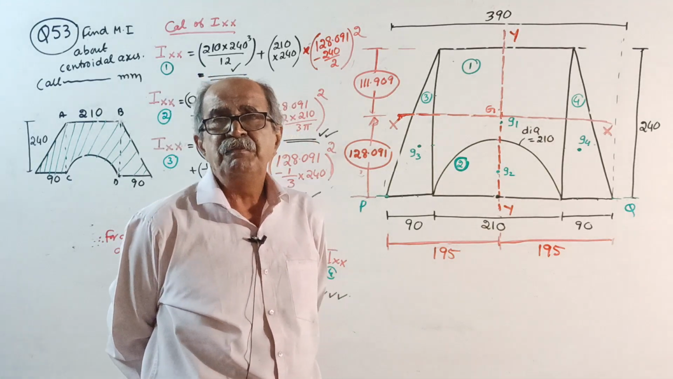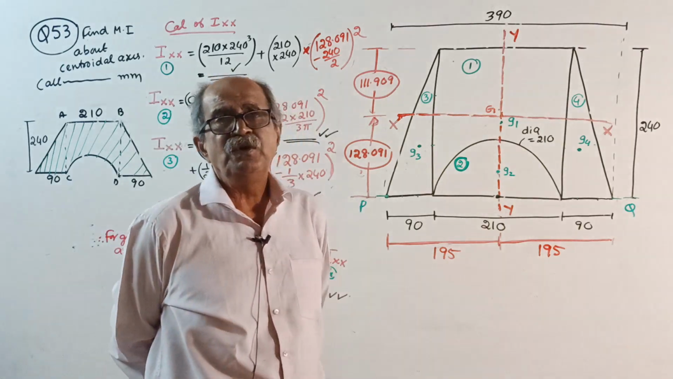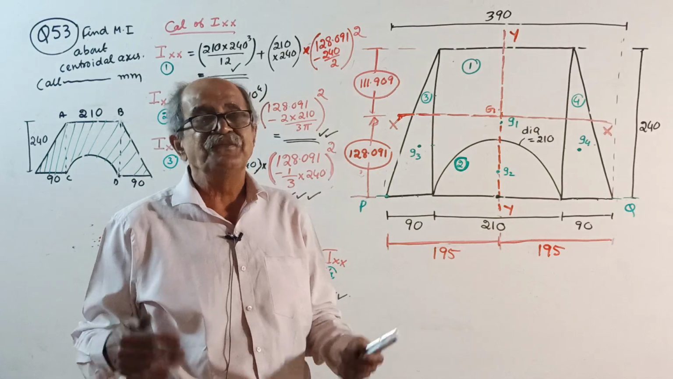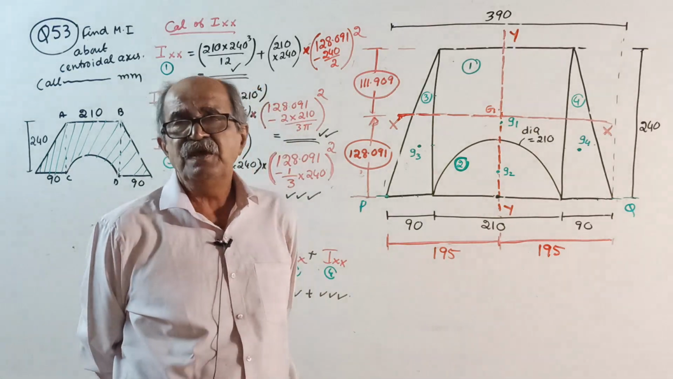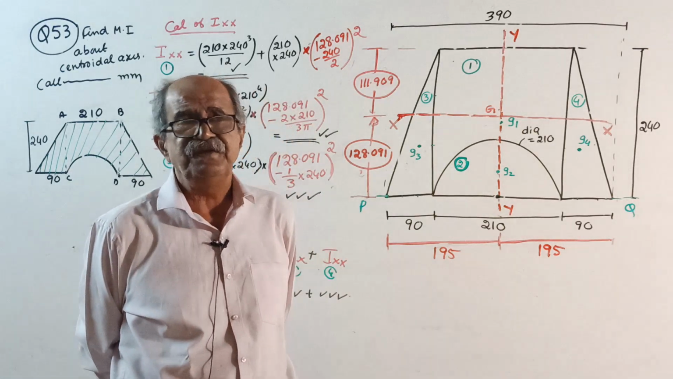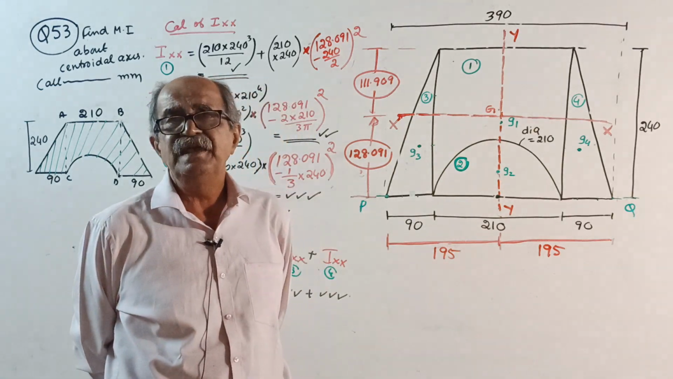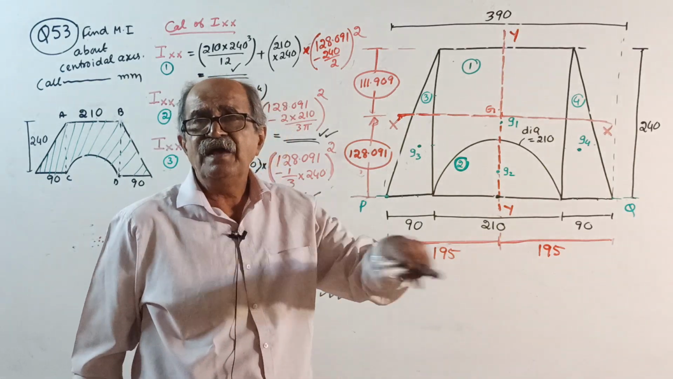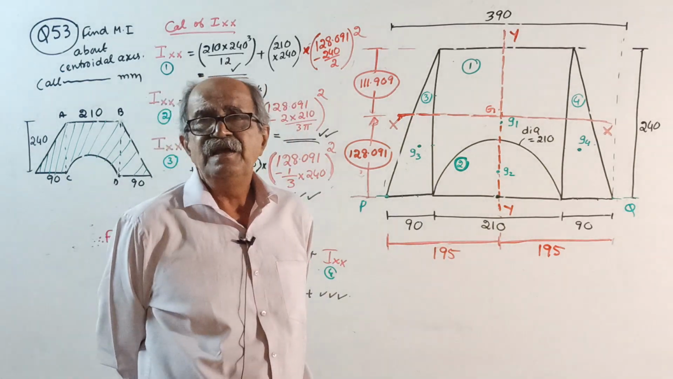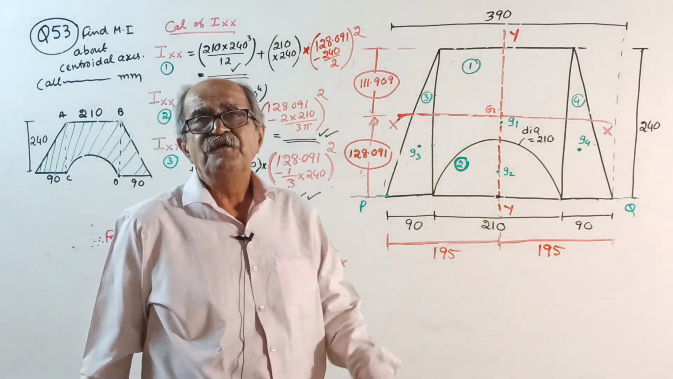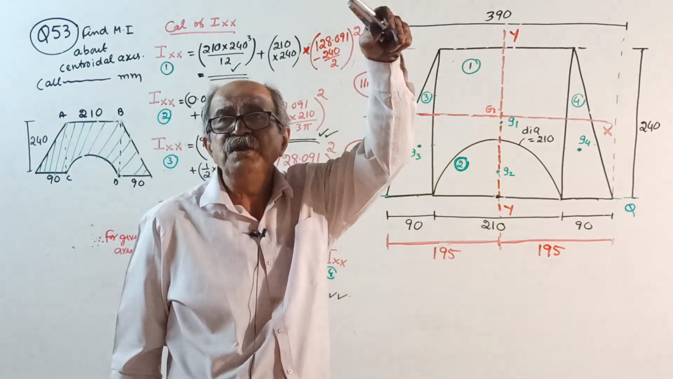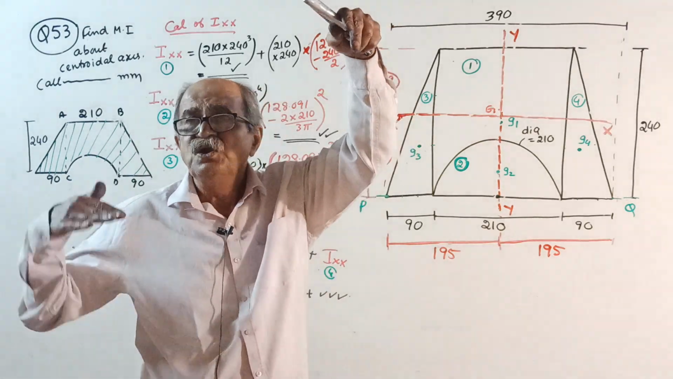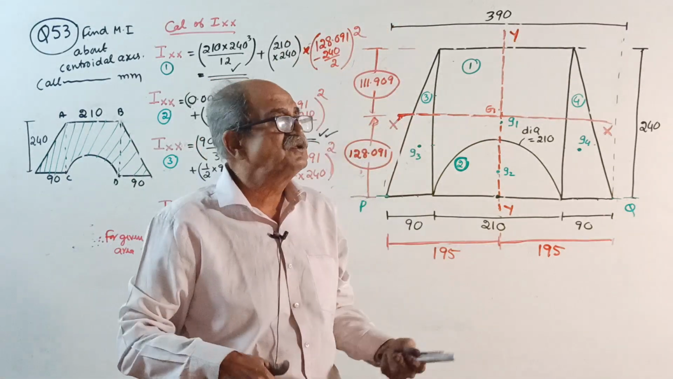Then, by parallel axis theorem, already written 1000 times: I about any axis equals I about Ig plus A h square. Ig means I about centroidal axis, its own centroidal axis parallel to the required axis. A is the area, h is the perpendicular distance from the centroid of the part considered to the required axis, perpendicular square.